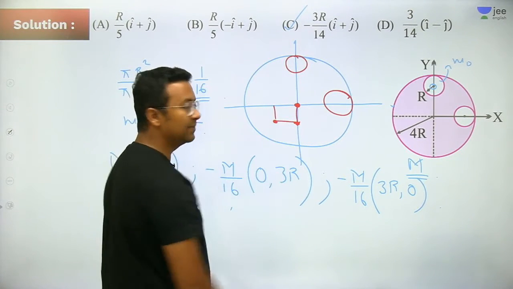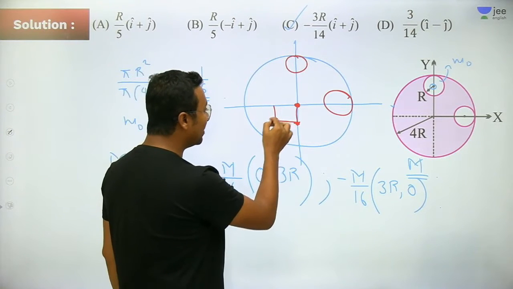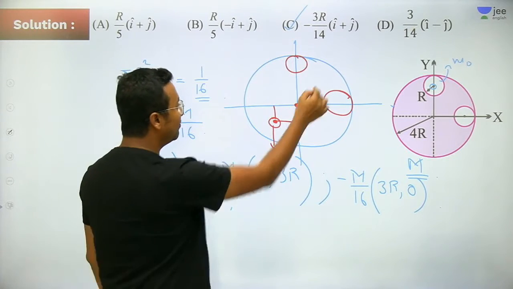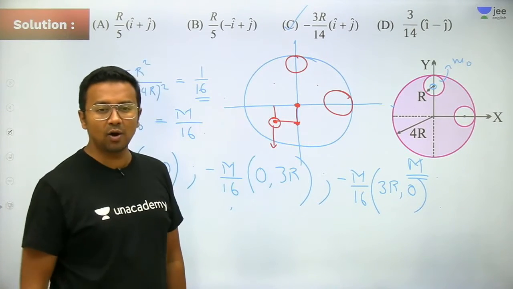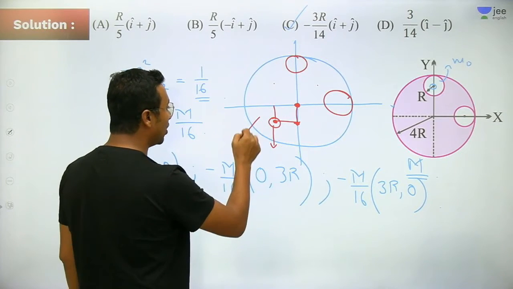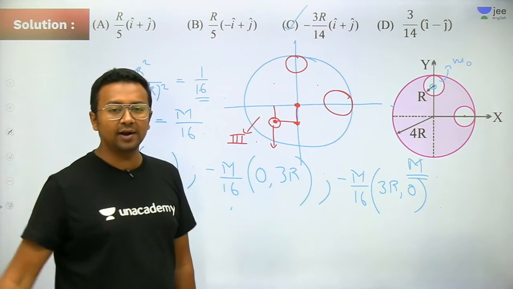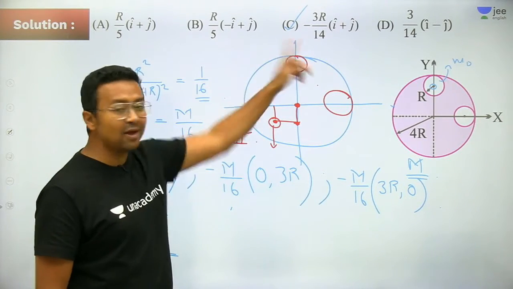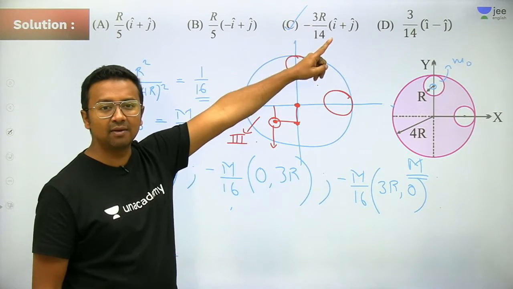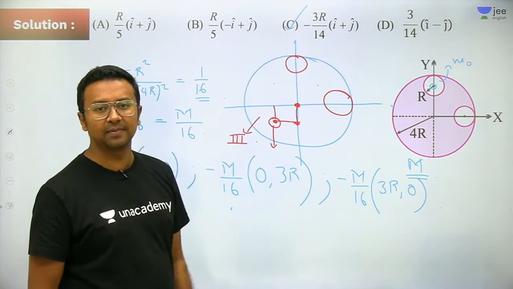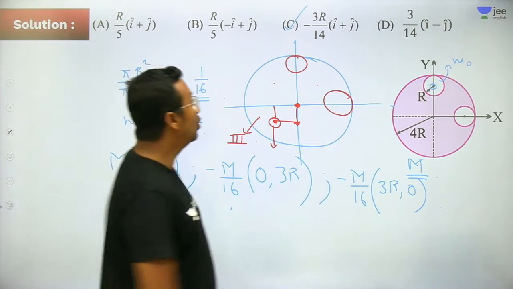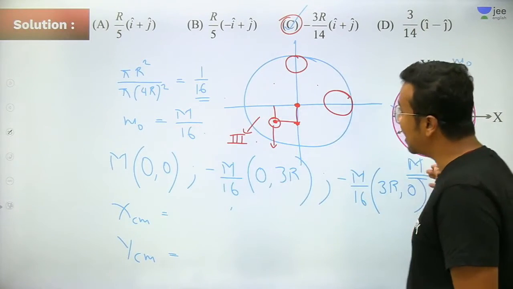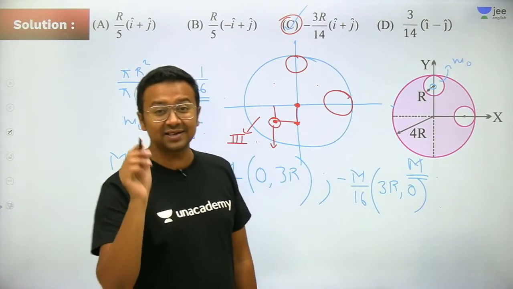Symmetric, right? That means now the center of mass is going to lie in which quadrant? In the third quadrant. In the third quadrant, x is negative, y is also negative. In my options, x and y both are negative only in option C. We didn't even have to solve the entire Mahabharat in order to get this question correct.